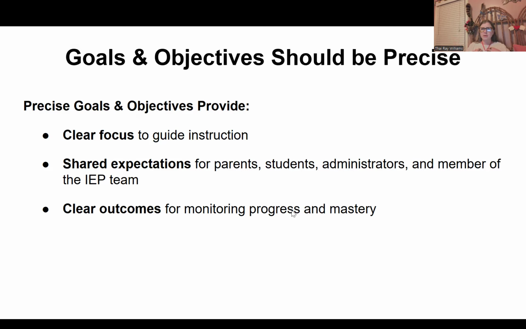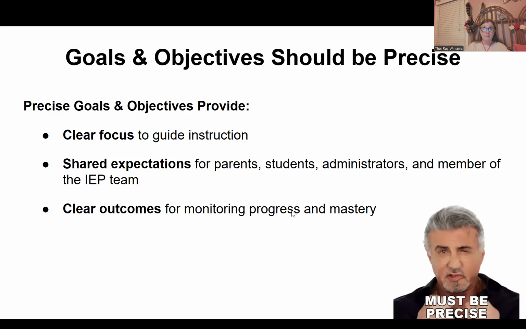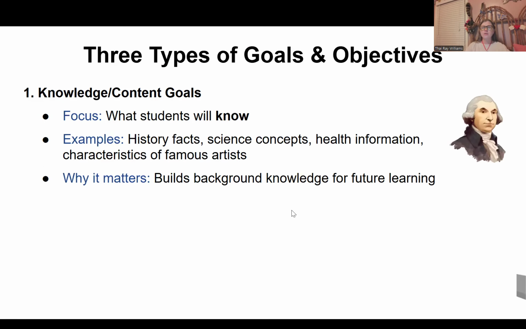Remember, I said there have been goals I have received, and I'm like, I don't even know what I'm supposed to teach this child because it's not clear. And if I don't know what I'm teaching or what the final outcome is, how am I able to assess mastery? So remember, they must be precise. It's so important and so helpful to you as a teacher, and it clearly defines what the student is supposed to learn and be able to do.